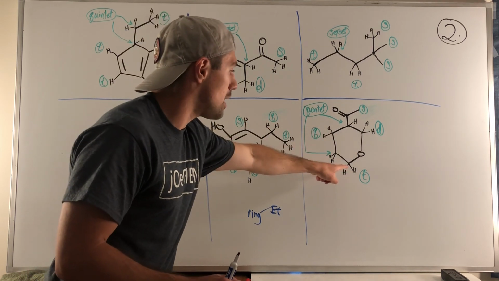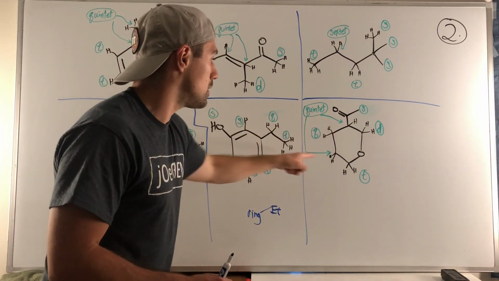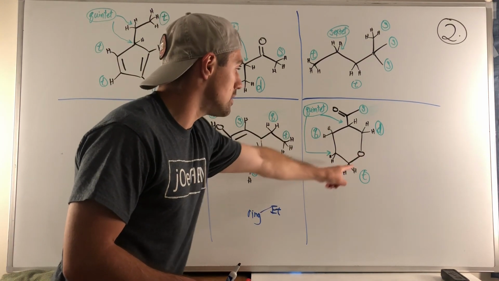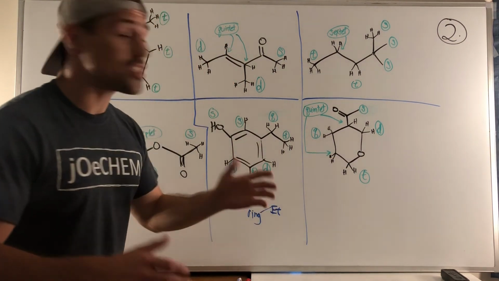Down here, we see 2 neighbors, so 4 plus 1, that's a quintet as well. So these 2 are quintets. Down here, no neighbors to the right, 2 neighbors to the left, 2 plus 1, triplet. Okay, gang, that does it for 2.